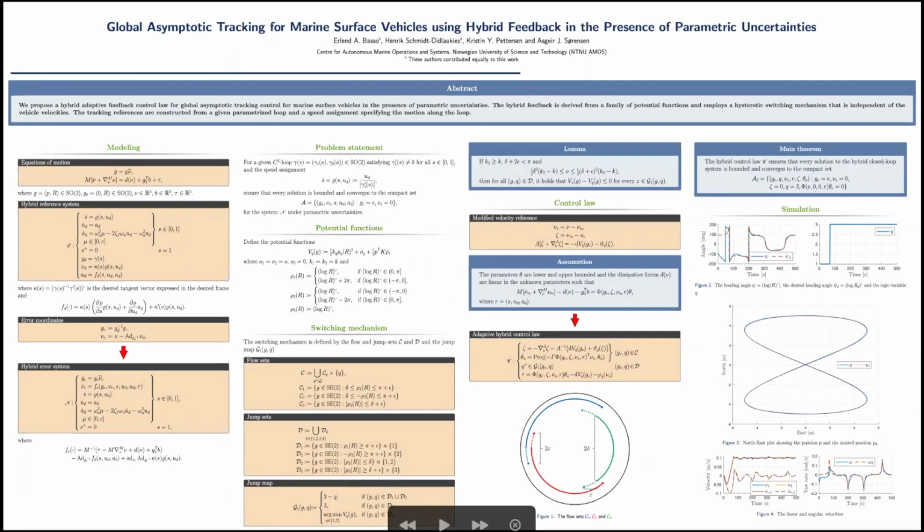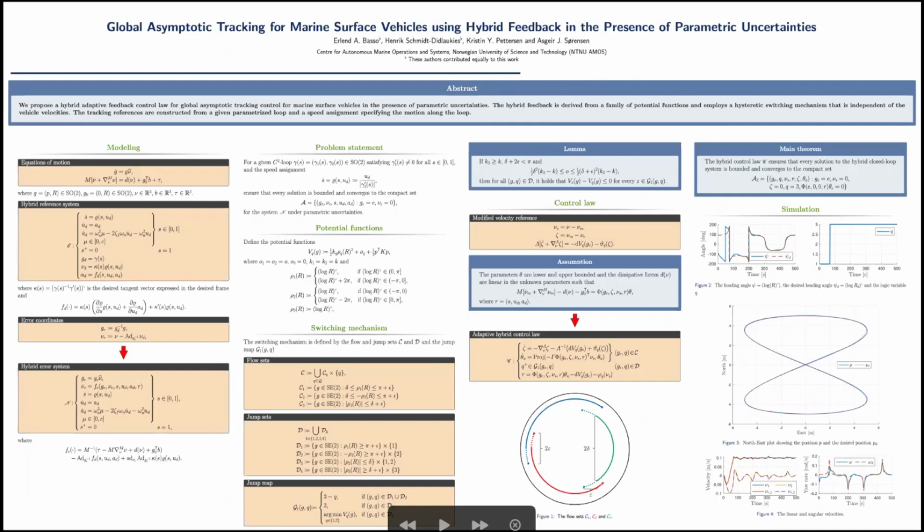Hi, my name is Alan Basso and I will be presenting our paper, Global Asymptotic Tracking for Marine Surface Vehicles Using Hybrid Feedback in the Presence of Parametric Uncertainties for the 2021 American Control Conference. In this paper, we propose a hybrid adaptive feedback controller for global asymptotic tracking control for marine surface vehicles in the presence of parametric uncertainties.